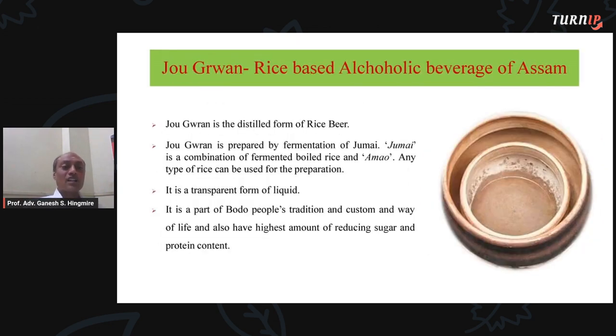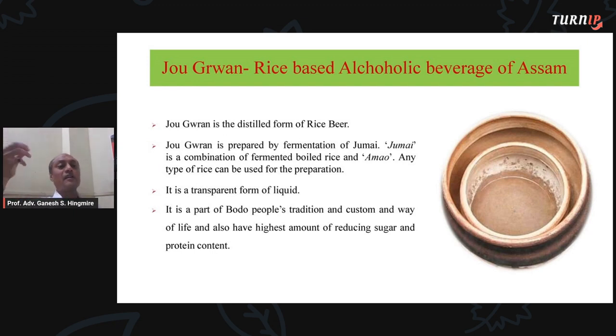Then another product is Jogran. This is from Assam. I work for Assam, another state. This is a rice beer, and this is a distillate from the rice beer. It is completely transparent, and this is a product of a specific indigenous community called Bodo. The Bodo people originated mainly from Bodoland of Assam, and this indigenous community also resides in the forest area, and they are very close to nature.